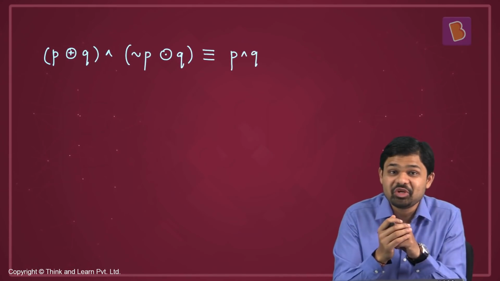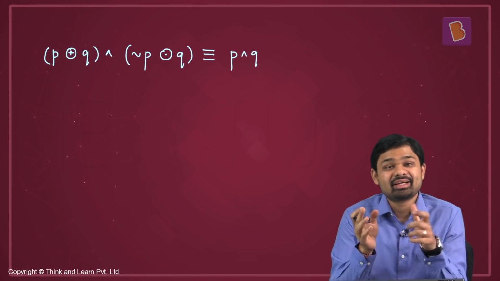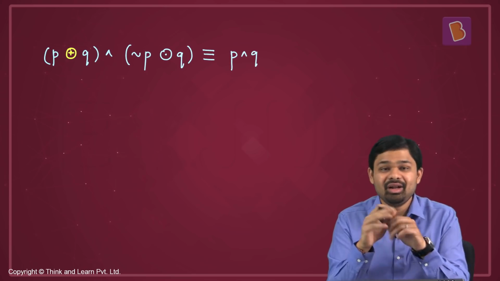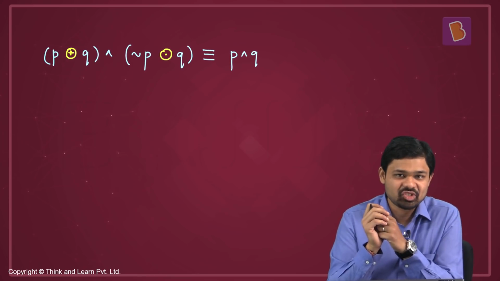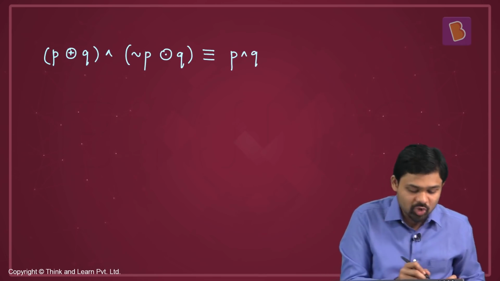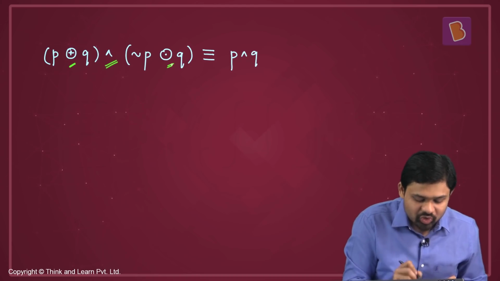This statement was given to us, and the objective was to find out the correct ordered pair for these beautiful looking symbols, the plus inside a circle and a dot inside a circle. So in order to solve this question, I am going to distribute the AND, which is here, over these two symbols.